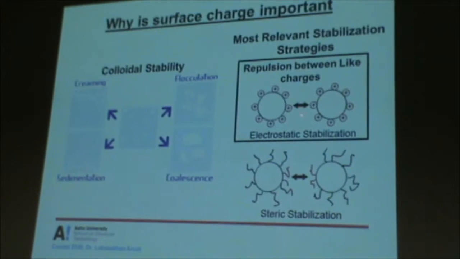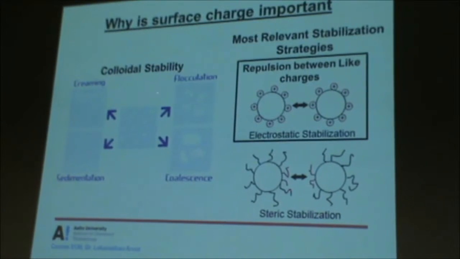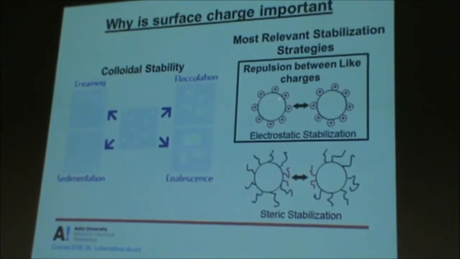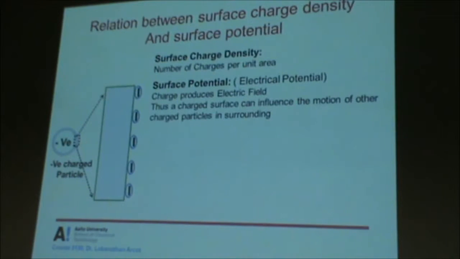One main mechanism to keep them apart, so they don't interact with each other or undergo any of these interactions, is to surround them with charges, because like charges repel each other, they will stay away from each other. So this is electrostatic repulsion. We can also have polymers that physically hinder two particles from coming close to each other, and that's called steric stabilization. Now we will focus mainly on the charge part for this lecture. Now we'll understand what is the relationship between surface charge and surface potential.